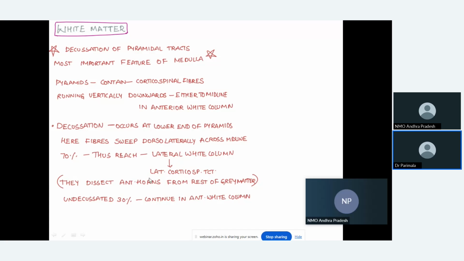While doing so, they dissect or separate the anterior horns from the rest of the gray matter. How much fibers remain undecussated? 30%, and they continue as anterior white column. This is the most important part, and the section itself is called the section at the level of pyramidal decussation.